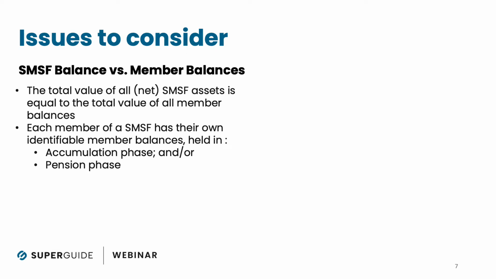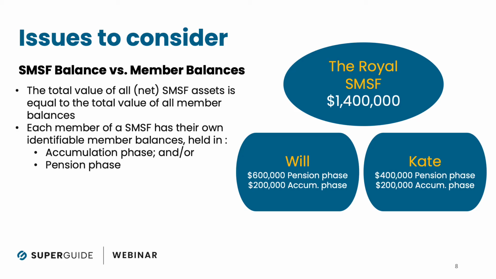So if you look at a self-managed fund and you look at the total value of all the fund's assets, that is equal to the total value of all the member balances. So we're looking at the net value of the fund assets, like the assets the fund owns, less any current tax liability. Those total assets equal the total value of the members' balances inside the fund. And each member of the SMSF has their own separate identifiable member balances within that fund, and that's broken up into accumulation phase and pension phase.